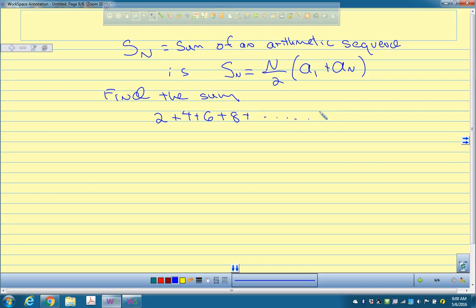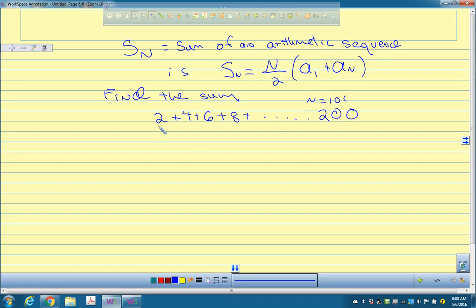Okay, 200. Any ideas? How many terms would there be? Are there 100 terms or less than 100 terms? Well, if you put in 0, first term, second term, third term, fourth term... 100 terms, right? So this is n equals 100.